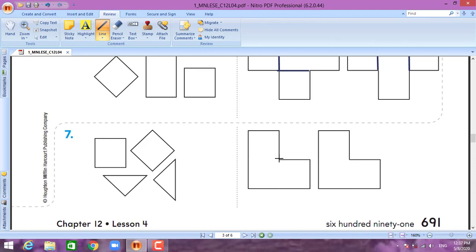I will put the first line like this. Then the next one will be like this. So I created two triangles. Then I will put the third line like this. Here, two squares. So two triangles and two squares.